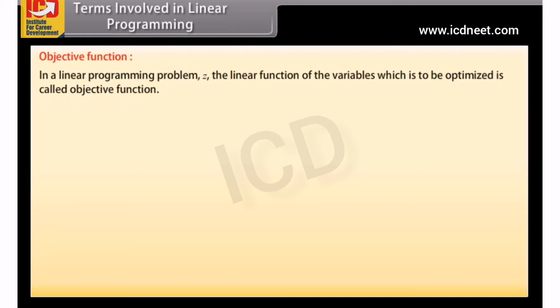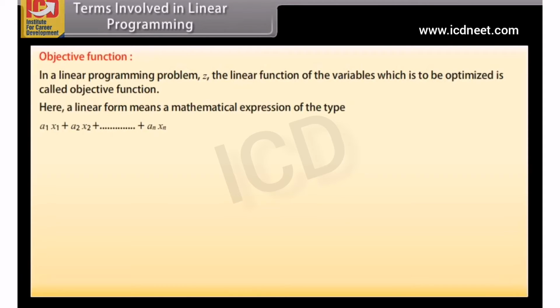Terms involved in linear programming. Objective function. In a linear programming problem, Z, the linear function of the variables which is to be optimized, is called objective function. Here, a linear form means a mathematical expression of the type a1 x1 plus a2 x2 plus and so on till plus an xn, where a1, a2 and so on till an are constants and x1, x2 and so on till xn are variables.